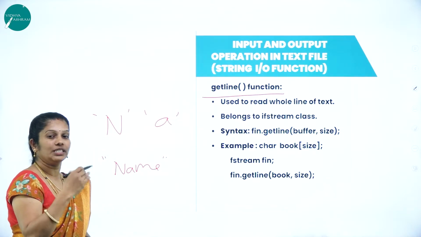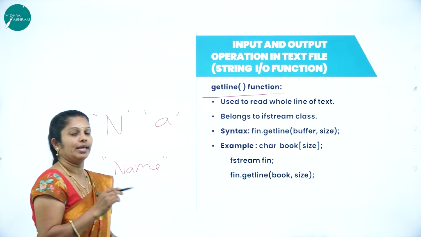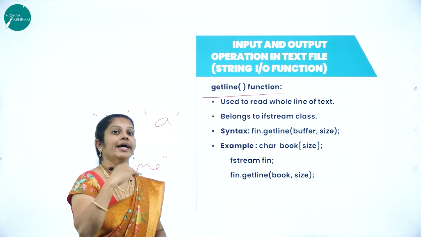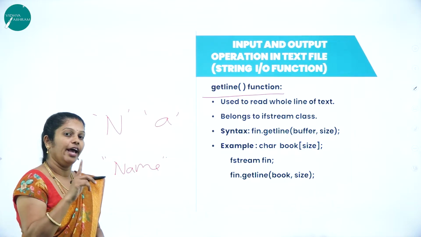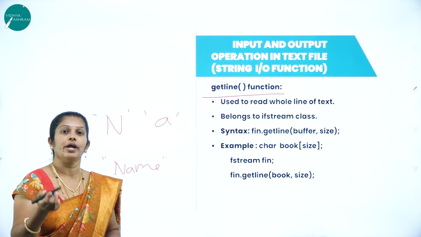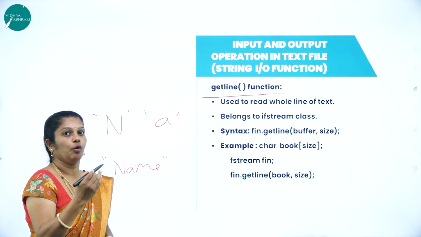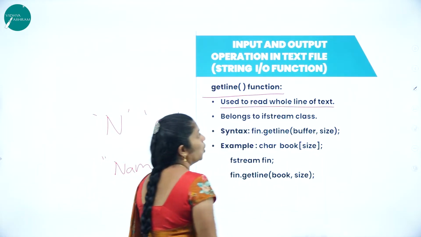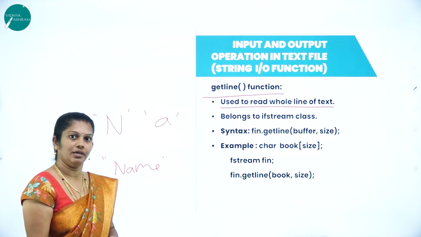In a string, which are the functions we can perform? Like the getline function. The getline function helps to input, or I can say read, an entire line of text. The get function helps to input a single character, whereas the getline function helps to input an entire line of text. Here it belongs to the ifstream class. It is used to read a whole line of text.